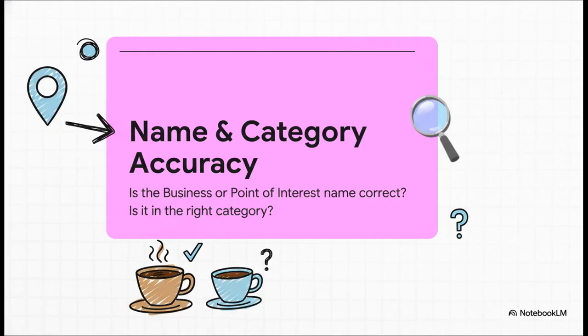First things first, the name and the category. You're going to have to do some research here. Use official sources like the business's actual website to get the name exactly right. Is it Starbucks or is it Starbucks Coffee? Those details are everything. And, of course, is it in the right category? Is it really a coffee shop?